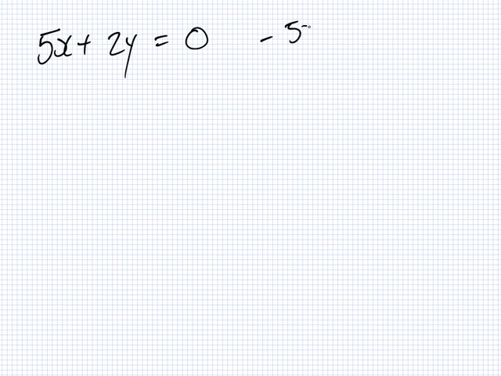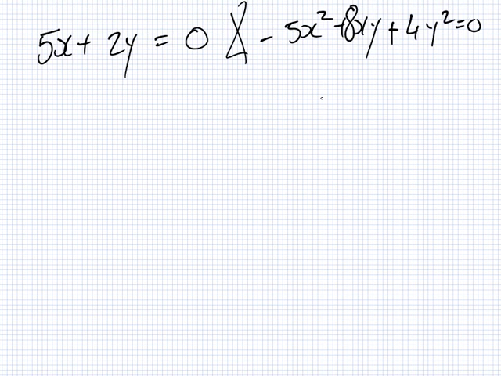Can someone read out the equations to me, please? What were they? 5x, 2y equals negative 5x, plus x, 1, 8, plus 4y squared equals 0. Okay, so what I'll do is I'll factorize this first.